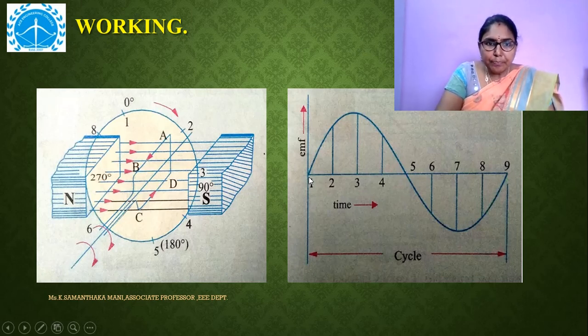At position 1, the flux linking is 0 and the EMF induced in the conductor will be 0, and by position 3, that is 90 degrees, it will be maximum positive. Similarly, it will be 0 at position 5, which gives you a positive half cycle. Coming to the other half rotation of this turn, it will give you the negative half cycle. Completely, it gives one positive half cycle and one negative half cycle. Together, it makes one cycle of 360 degrees, nothing but one revolution.